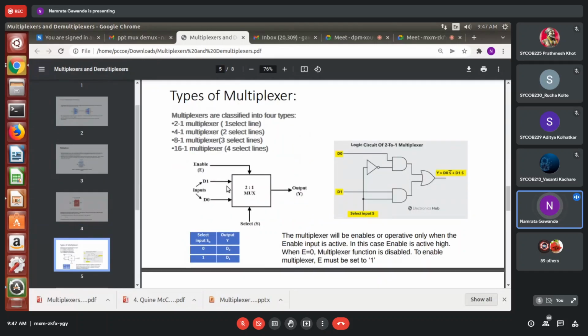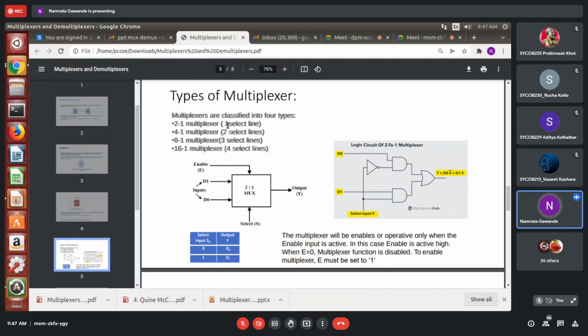Now, which are the different types of multiplexer? Multiplexers are classified into 4 types: 2:1 multiplexer, 4:1 multiplexer, 8:1 multiplexer, and 16:1 multiplexer. 2:1 multiplexer means you need to use one select line. 4:1 multiplexer means 2 select lines.